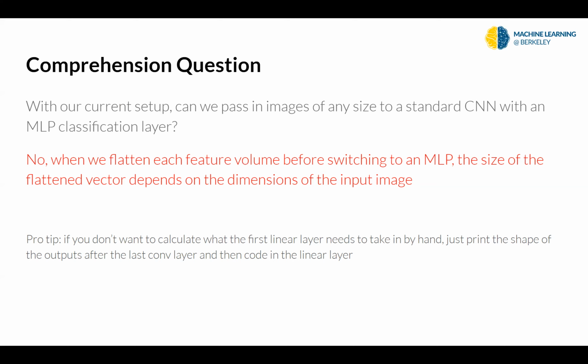Oftentimes, if you have a data set that contains images of a certain size that doesn't match the input that you want, you can apply transformations to the image to rescale it, to get all of the images in your data set to fit the model that you want. We'll talk about those transformations later as well. That's the general fix that we do for images.